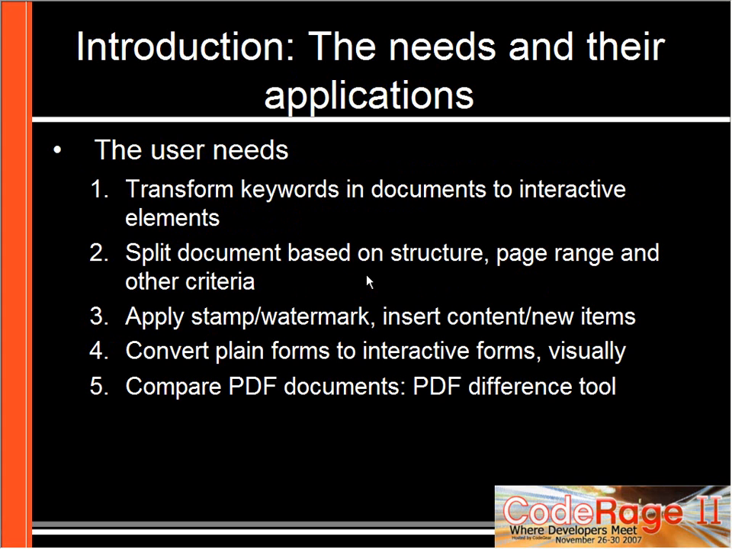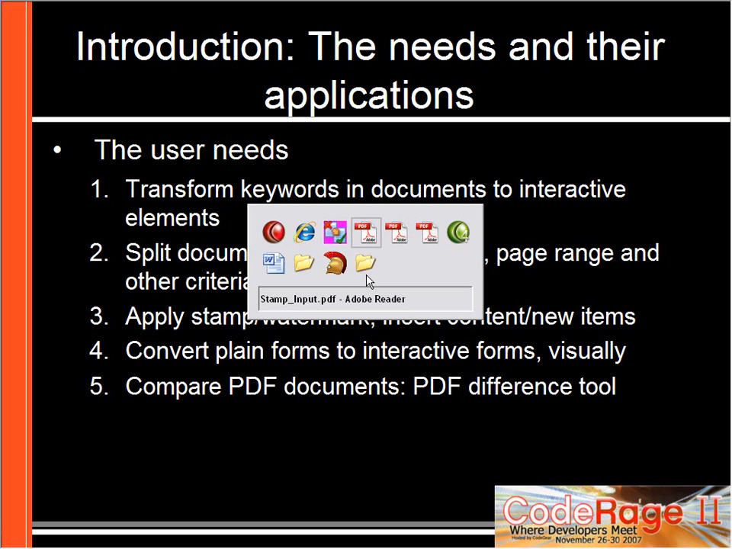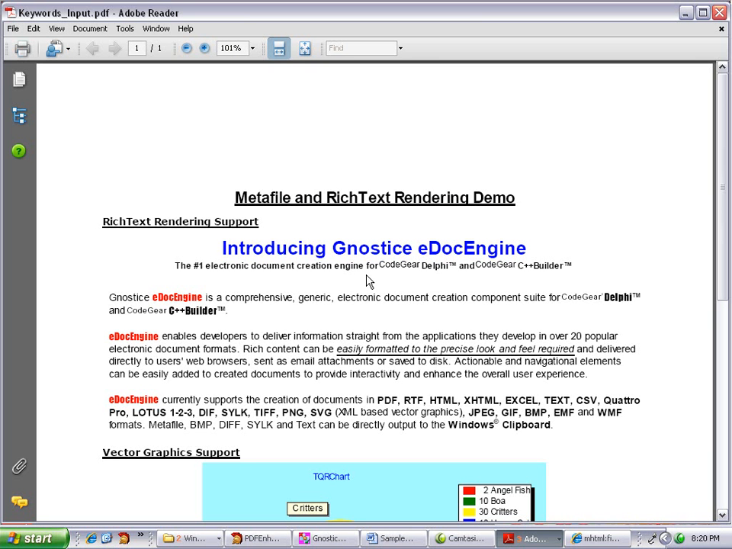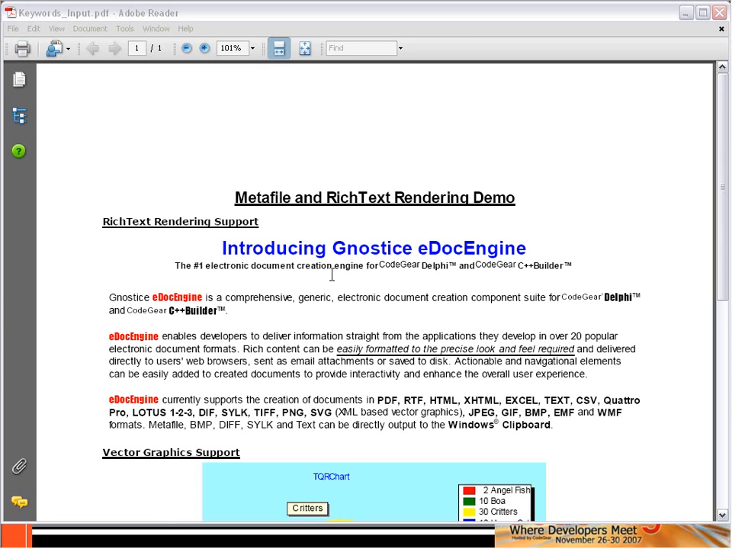To understand them better, we'll open the PDF document we will be using in each case and see what's to be done. So for the first scenario, to transform keywords in PDF documents to interactive elements, we'll be using the keywords input.pdf file. The questions we need to ask here are these. How can we make it easier, save time and effort for the user of this document to go through the document and get more out of it?